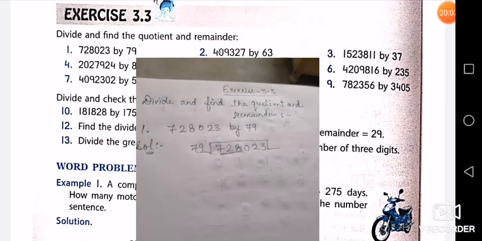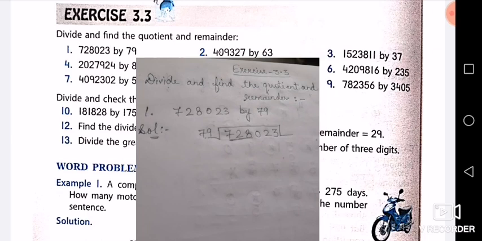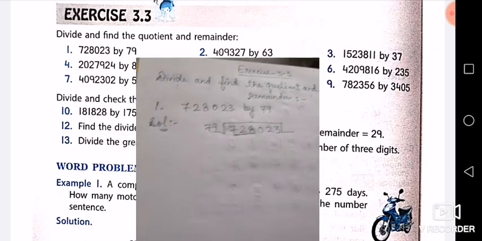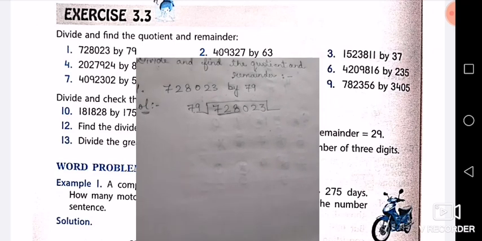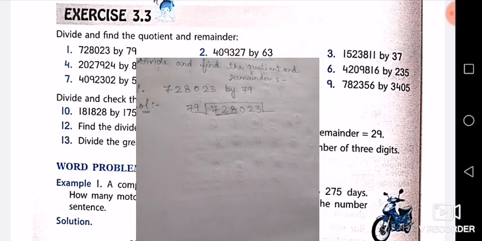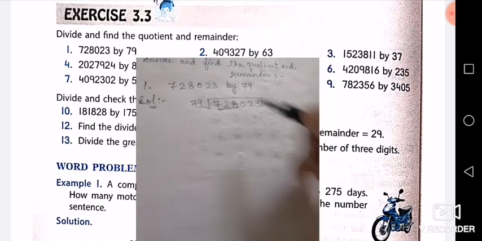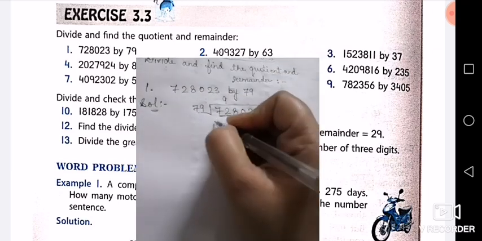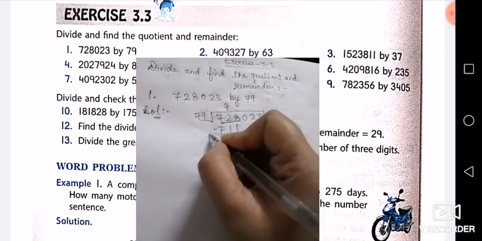So like that you will write it and then you will start the division. Now by looking at these times only, I will be able to know which number this number is going on. So I can find out that 79 10 times will be 790, so we will not go there. So we will come to 9. 9 times is 711. I'll write it here.